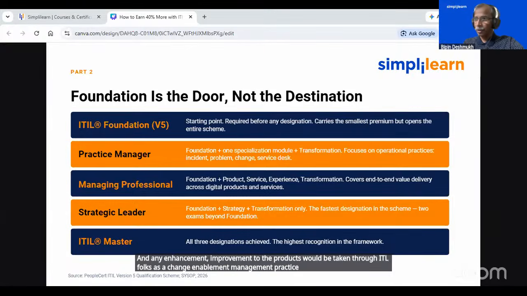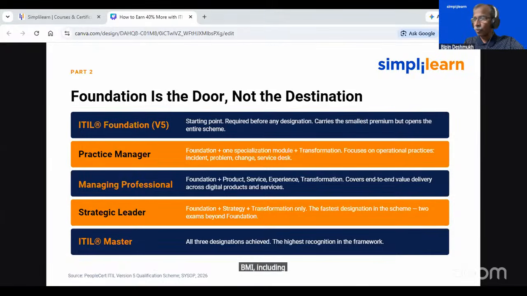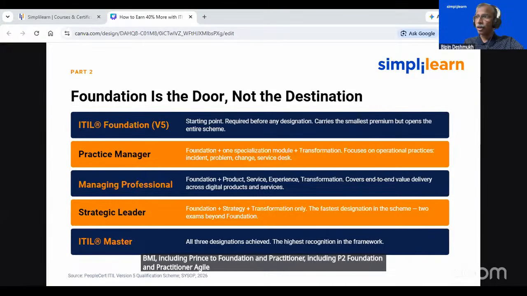So ITIL 4 is a framework which can plug and play different types of methodologies, including DevOps, PMI, PRINCE2 Foundation and Practitioner, and PRINCE2 Agile. All these are okay.